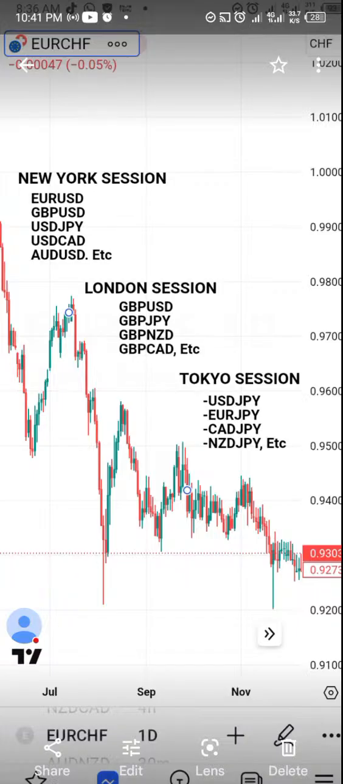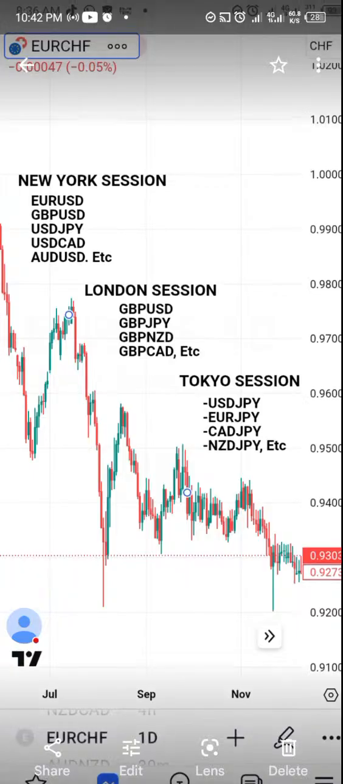Then we now have the European session. You have the London session, which has the Frankfurt and the London sessions. Then the biggest session in the market is the USD. This is where the biggest players in the market come in. That is when they come in.